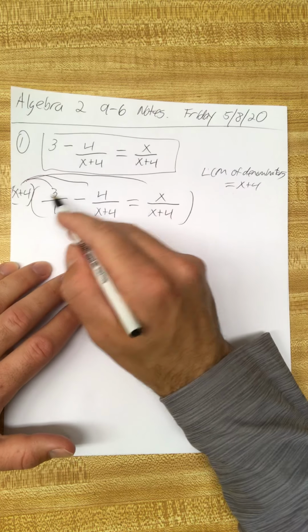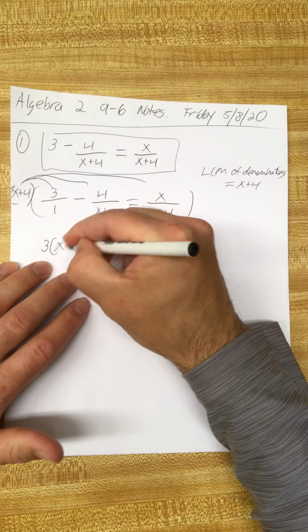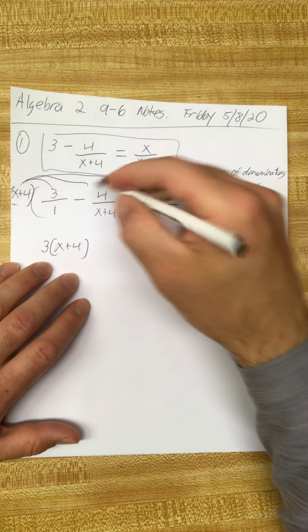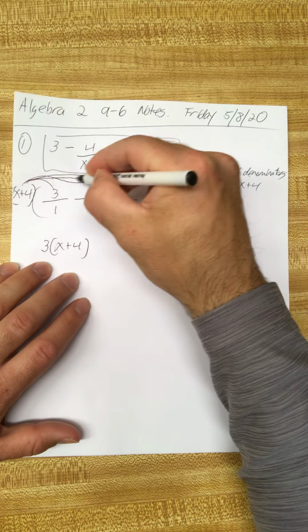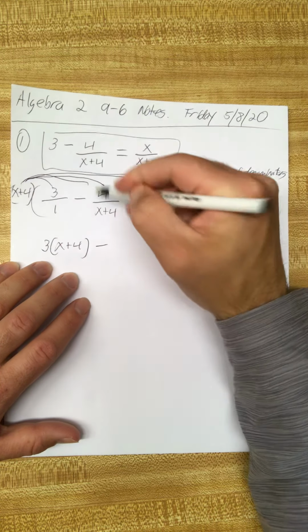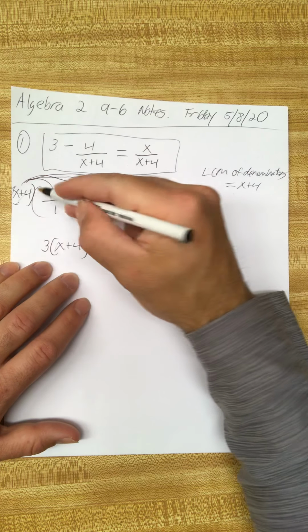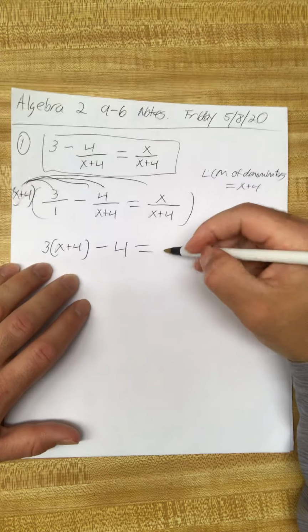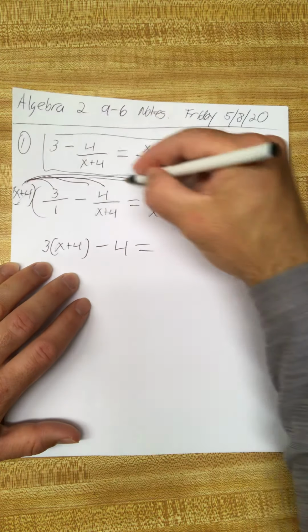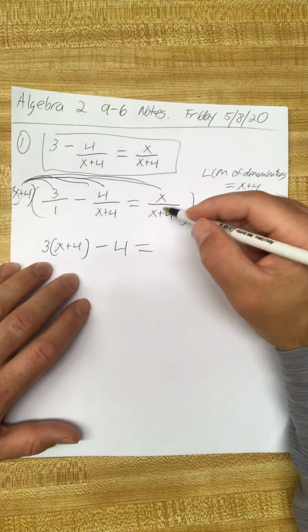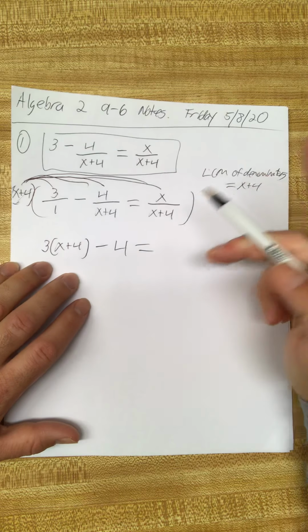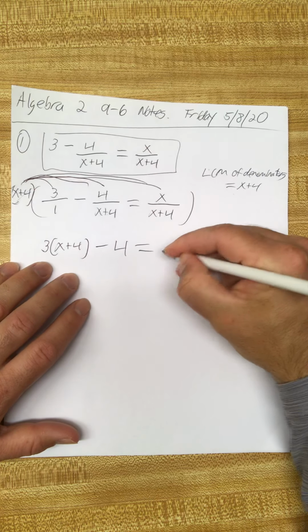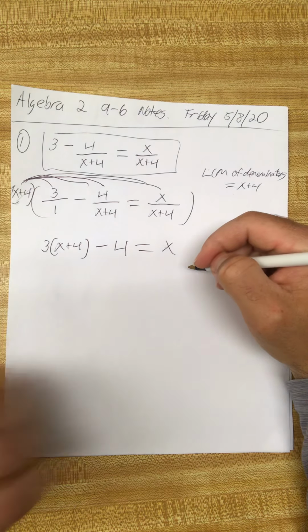So when I do x plus 4 times 3, I'm going to have to do some distributive property there. All right, next one's nice, though. When I do x plus 4 times the 4 divided by x plus 4, x plus 4 divided by x plus 4 is going to reduce to 1, just left with minus 4. And then over here, x plus 4 times x divided by x plus 4, my x plus 4s are going to reduce to 1 again, and I'm just left with x over there.